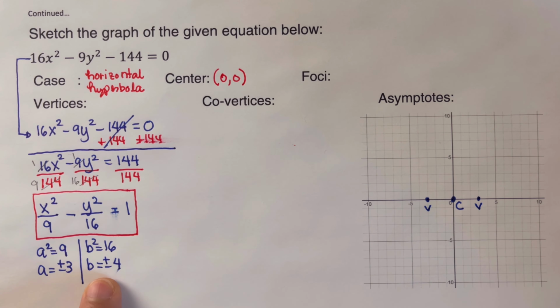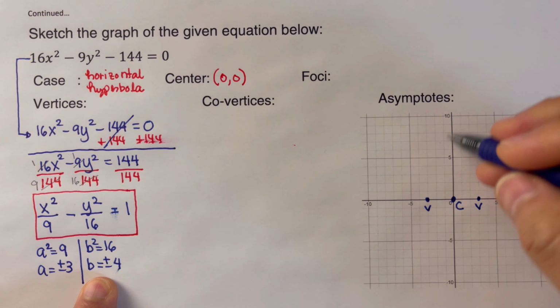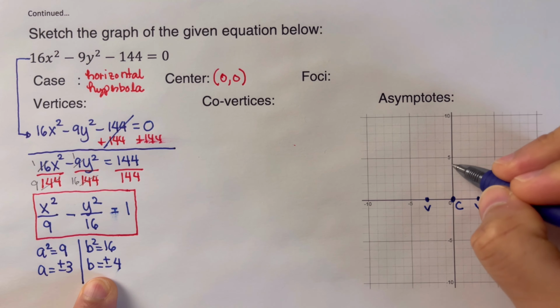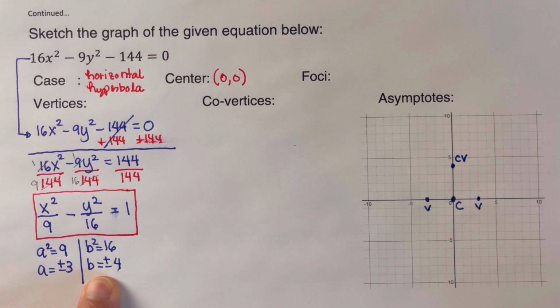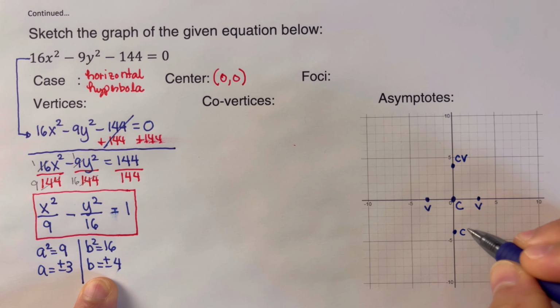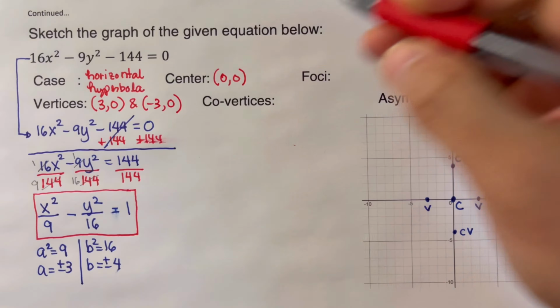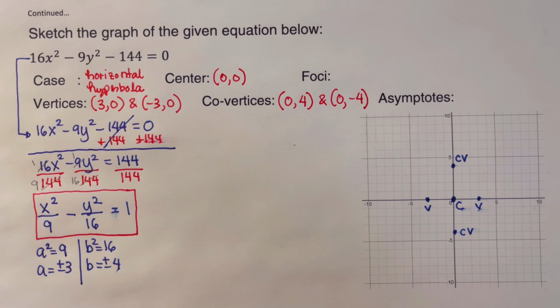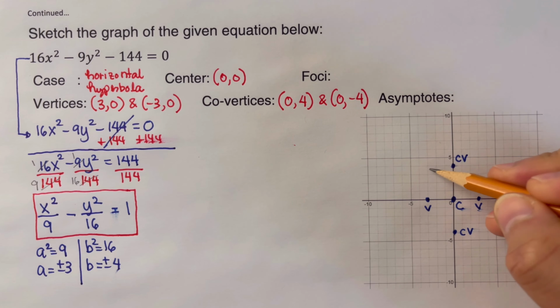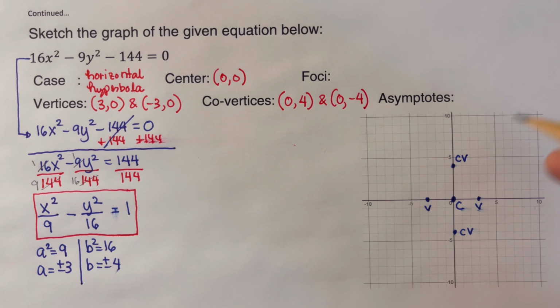And the b will give us an idea on where the co-vertex is located. That would be up 4 and down 4. So this is our first co-vertex, and this is the other co-vertex. So we can go ahead and write the coordinates of these two vertices and these two co-vertices up here. From here, we can go ahead and draw the rectangle and the two asymptotes.